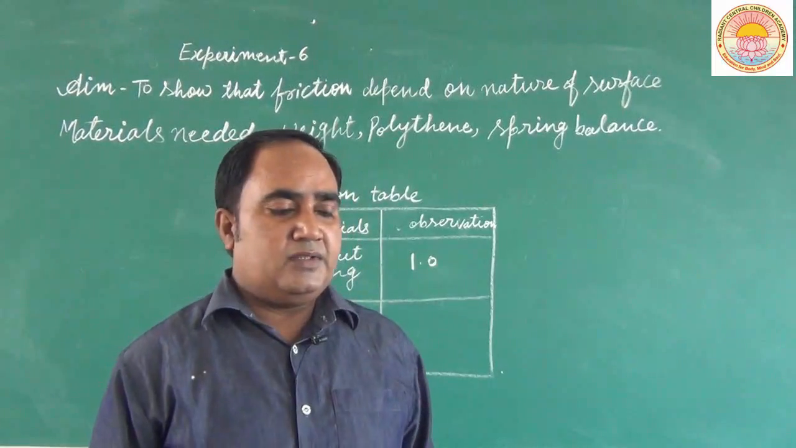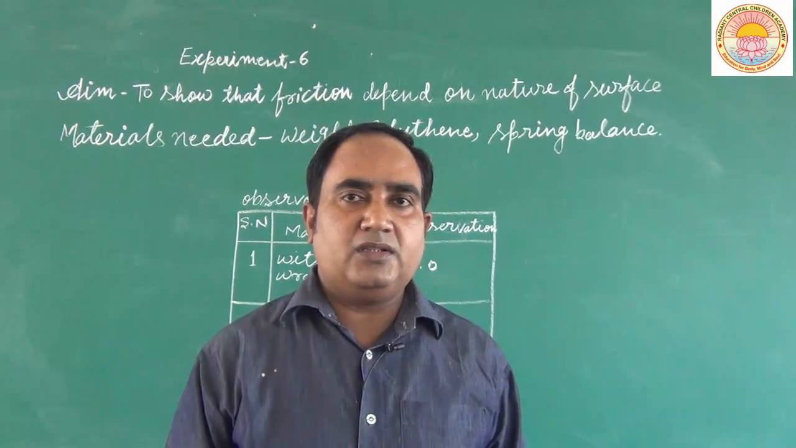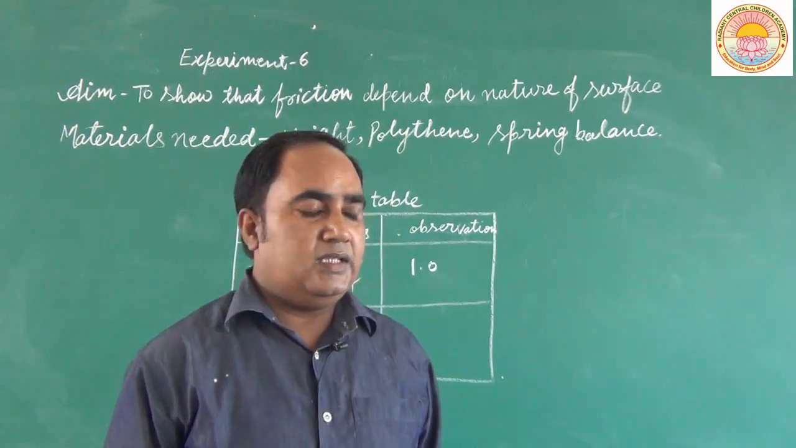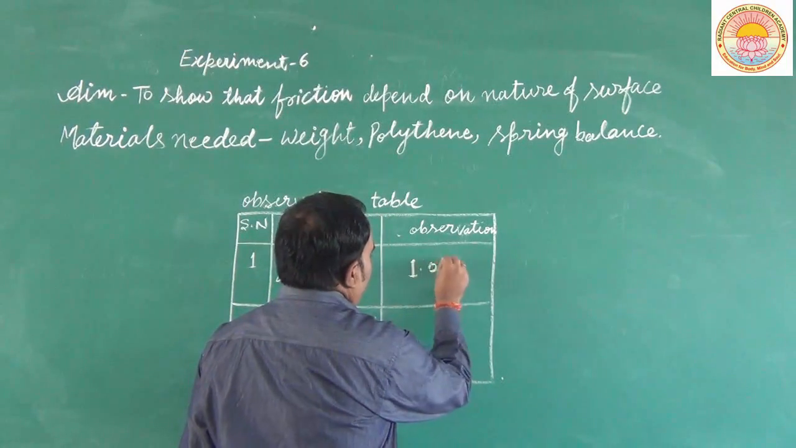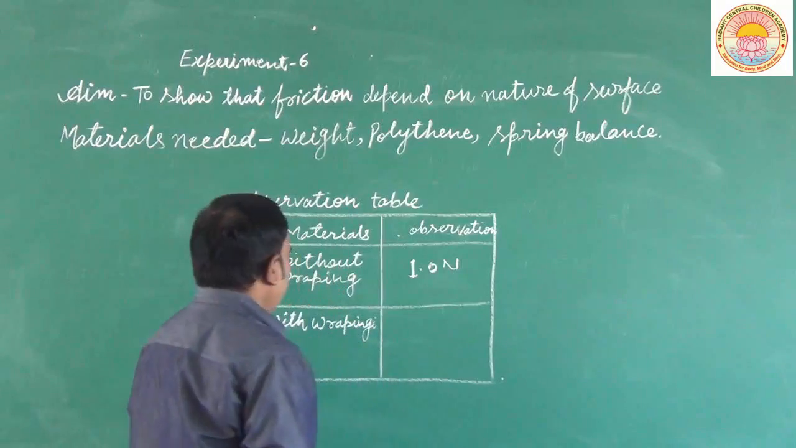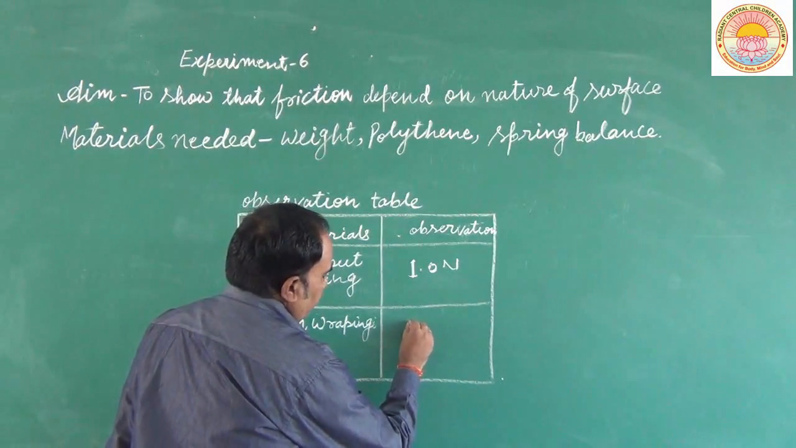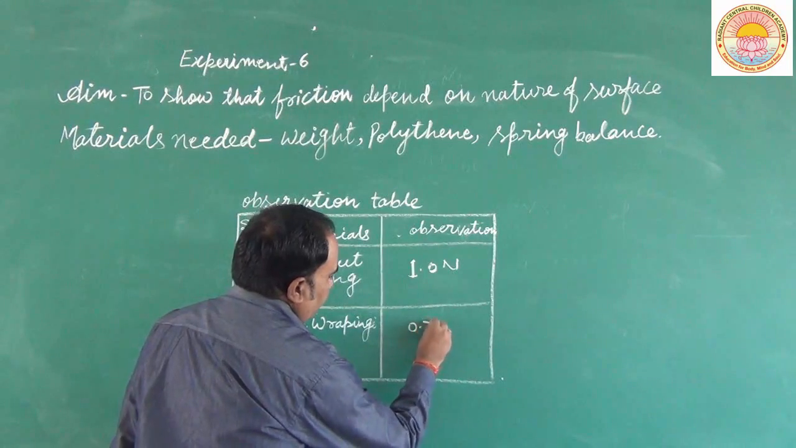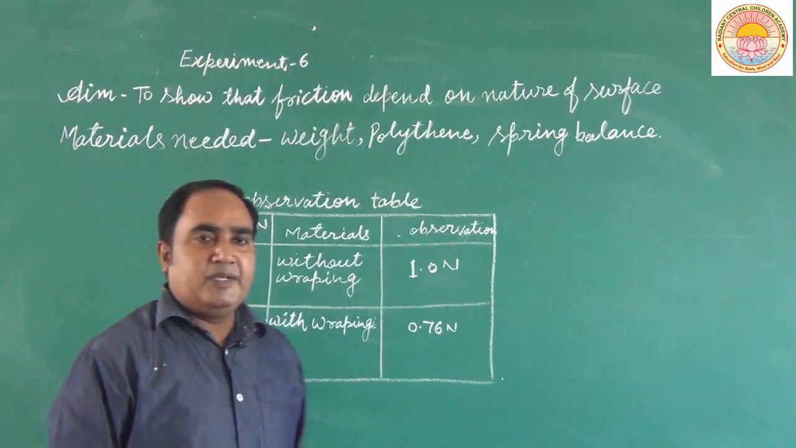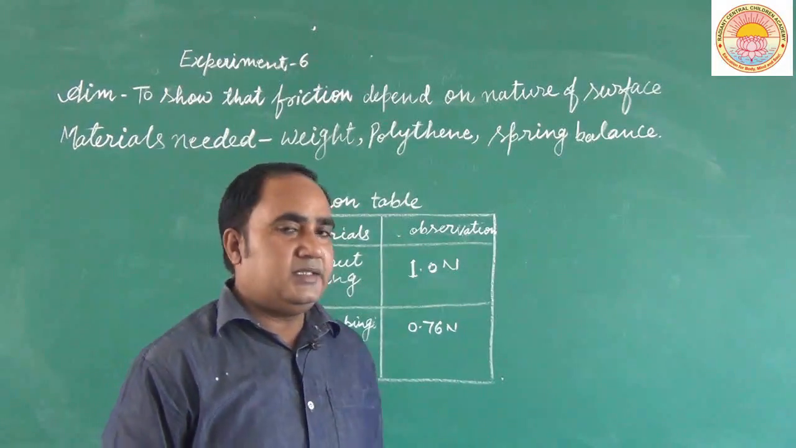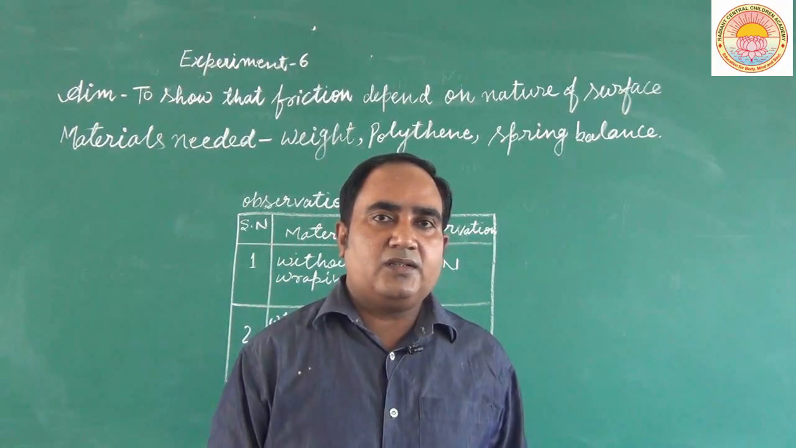Now record your observation. When we put the lock on the table, when it is not wrapped with polythene, then it needed 1 Newton force, and when we wrap the polythene, then it required 0.76 Newton force. Now we compare both.